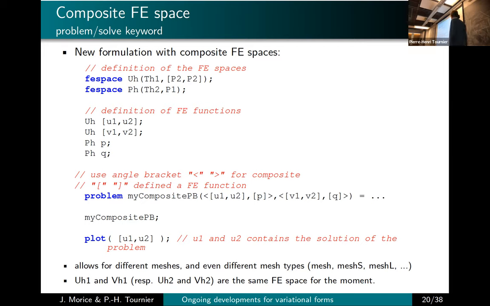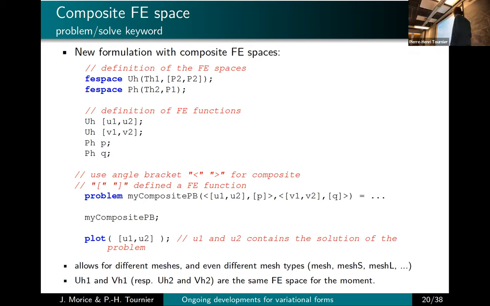To see the difference from the previous method of defining the problem, you use angular brackets to say that you use a composite FE space. And we define, for example, here, a function for the internal FE space and the test function. You must be careful to define the functions corresponding to the first FE space, and P corresponds to the pressure space, and you use square brackets to define the different functions.